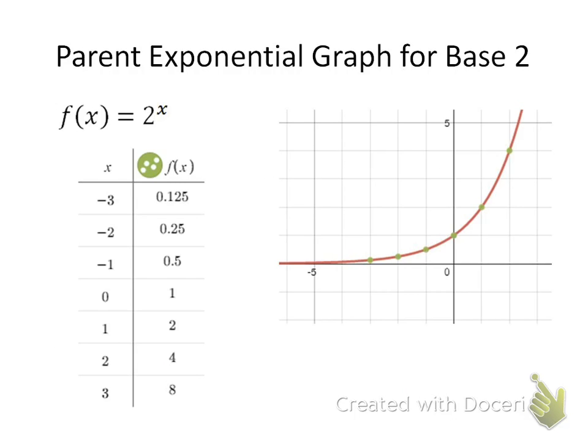I'm going to show you the parent exponential graph for base 2. We can have several bases. We can have 3 as a base, 4 as a base, as long as it's not 1 or 0 or a negative. So this is the parent exponential graph for base 2.